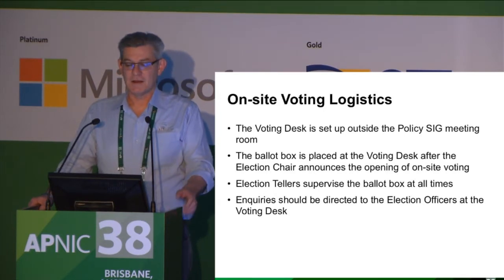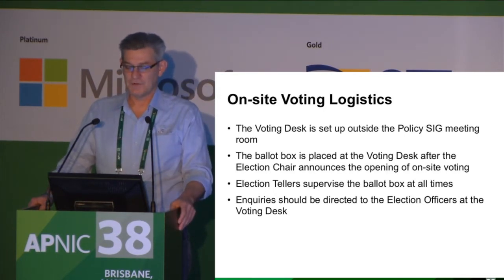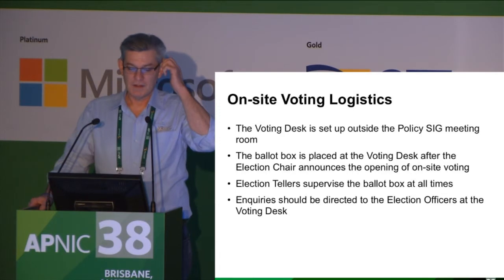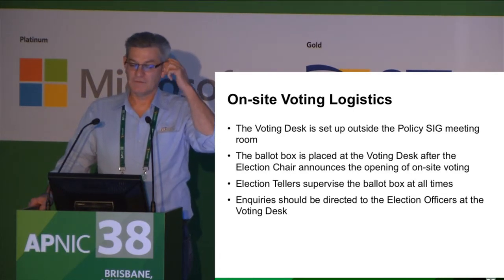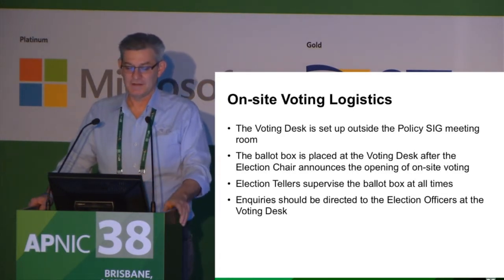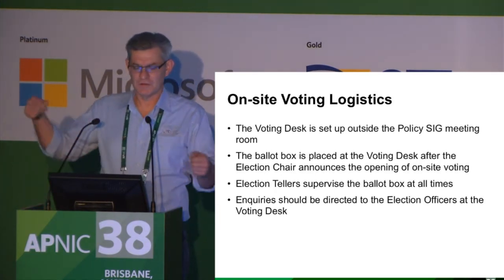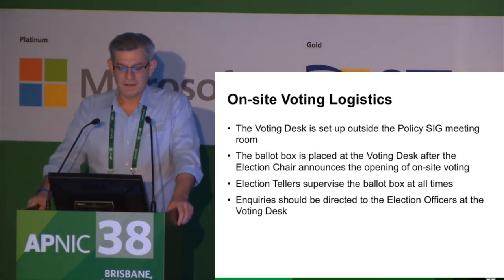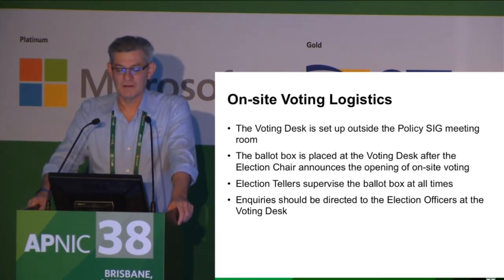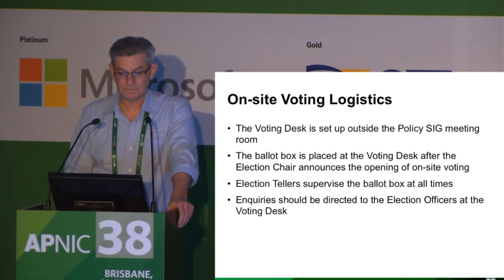The voting desk is set up outside this room, outside the policy SIG meeting room. The ballot box is placed on the voting desk after the election chair announces the beginning of voting. And I think we usually bring it up here and show that it's empty. The election tellers supervise, so that's Anna and Tom, supervise the ballot box at all times, and inquiries should be directed to the election officers at the voting desk.